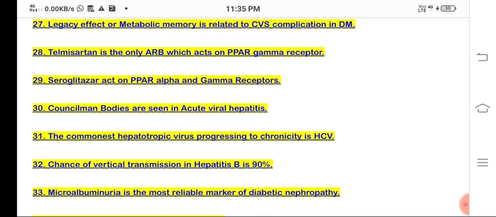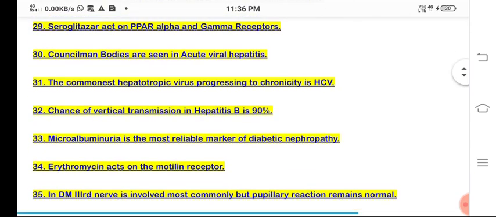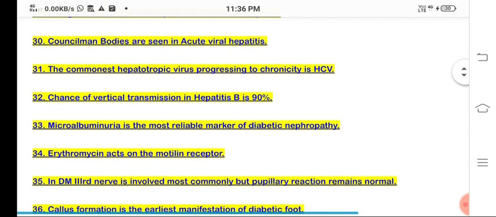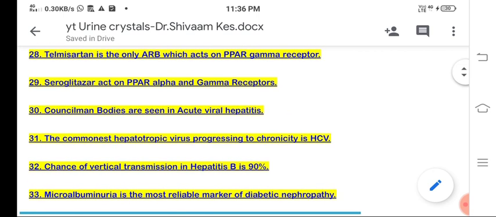Saroglitazar acts on PPAR alpha and gamma receptors. So these PPAR gamma receptor acting drugs you need to know. Councilman bodies are very frequently asked. There are some 30 bodies which you need to remember for your exam. Councilman bodies is one of them which has been asked. It is seen in acute viral hepatitis. Saroglitazar, which I am again repeating because it is a newer question, acts on PPAR alpha and gamma receptors. Telmisartan was only acting on the gamma receptor.